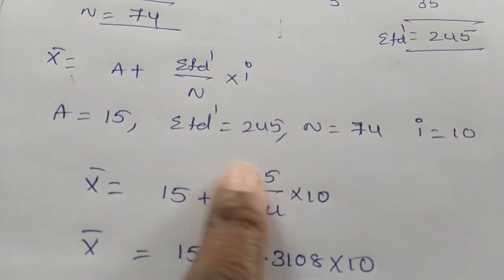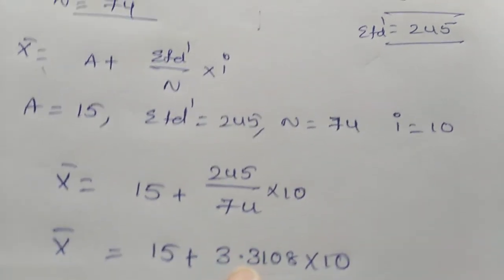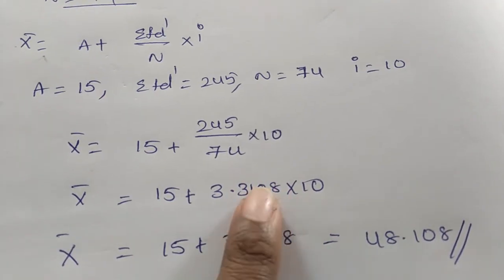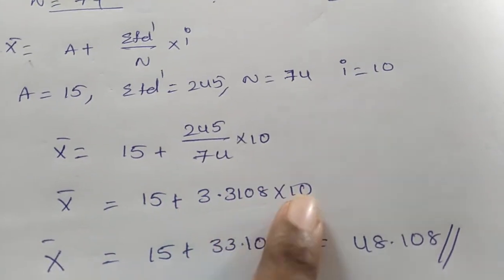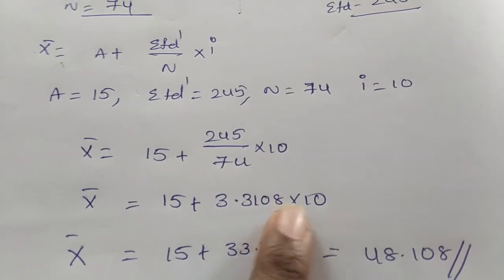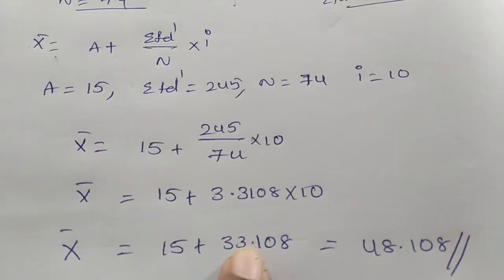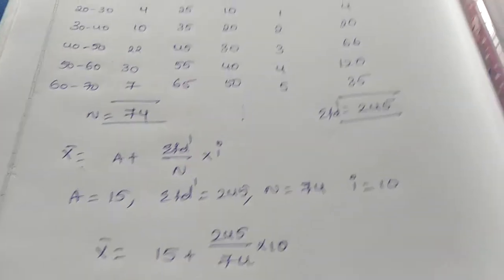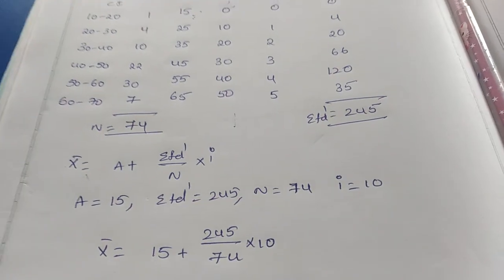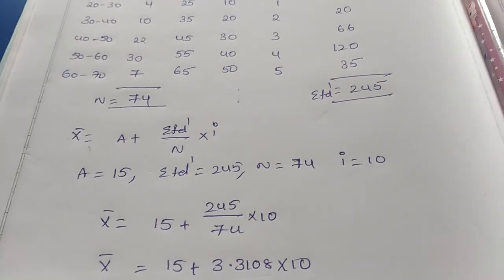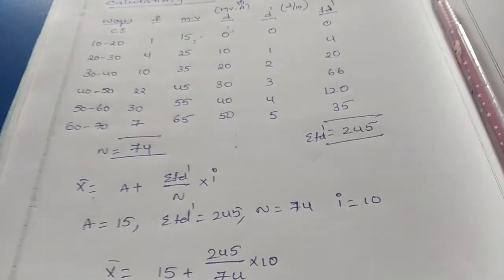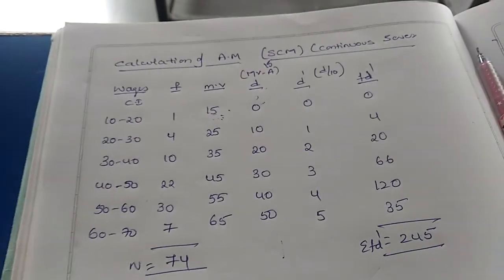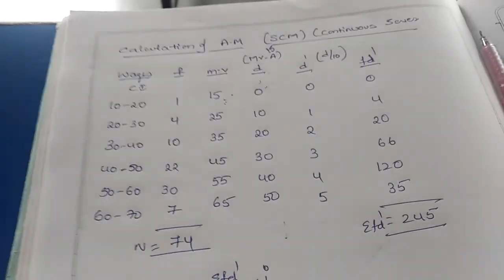Now first divide 245 by 74, you will get 3.3108, into 10. First we have to multiply, we should not add first. So 3.3108 into 10 is 33.108. Now plus 15, we get 48.108. Okay, by seeing once only you won't get it. See twice and practice the sum. Okay, this is the continuous series mean by the shortcut method. If you have any doubts you can ask me once again. Clear?